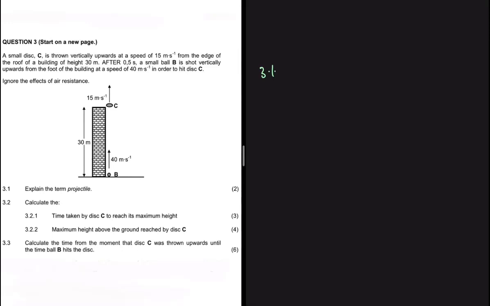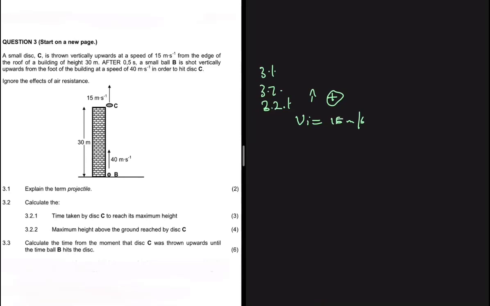Right. And let's move to 3.2. So 3.2.1, we have a question saying let's calculate the time taken by disk C to reach its maximum height. So let's look through the information we have and see which formula we can pick, right? We can see from our sketch that disk C was thrown up with an initial velocity of 15 meters per second upwards, right? So let's take up as positive, and we're looking for the time it takes to reach maximum height.